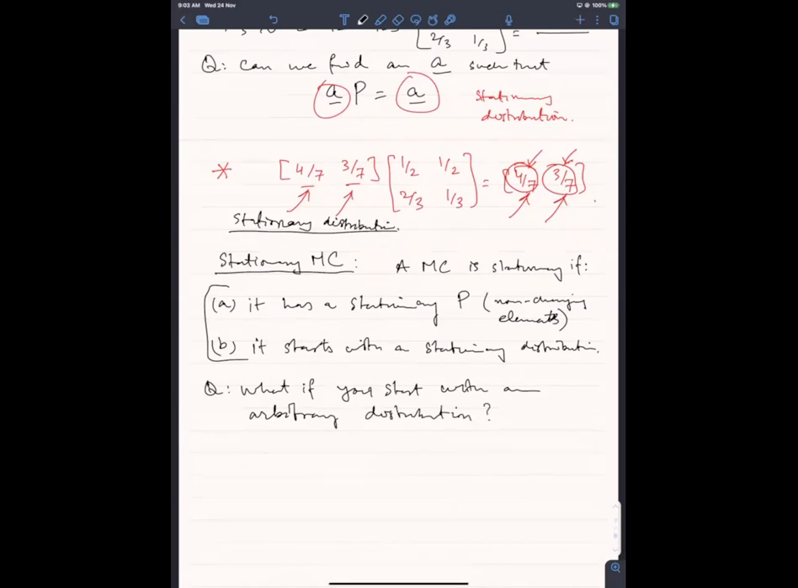If you start from an arbitrary distribution, eventually, in regular cases, there are some corner cases, and we will talk about those corner cases. Eventually in regular cases, and those cases are for regular Markov chains. Those Markov chains are called regular Markov chains. The definition will come later. But eventually you will end up in the stationary distribution.